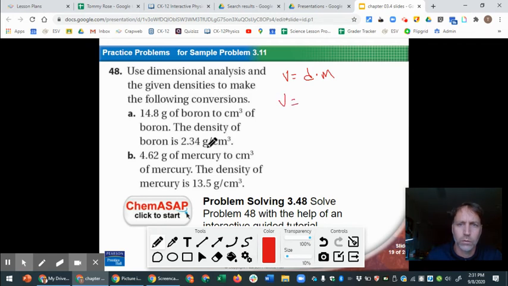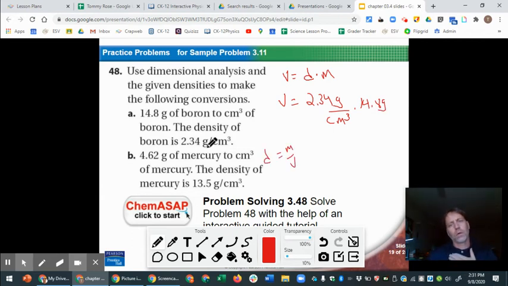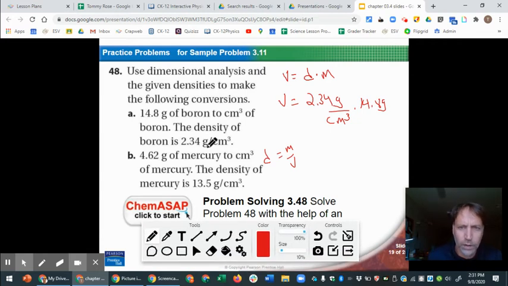So volume equals 2.34 grams per centimeter cubed times my 14.8 grams. And just remember, oops, I did that wrong. I was already doing a dimensional analysis in my head, and this is why you do dimensional analysis. I did my algebra wrong. So I'm going to do it here just as a penance to you guys.